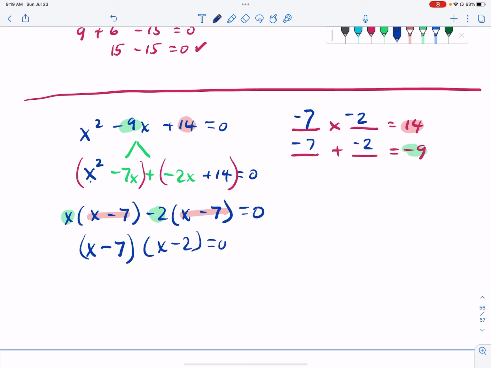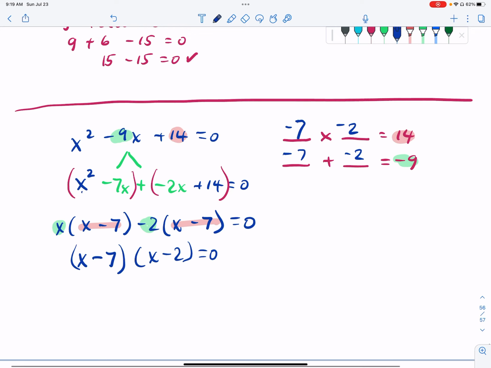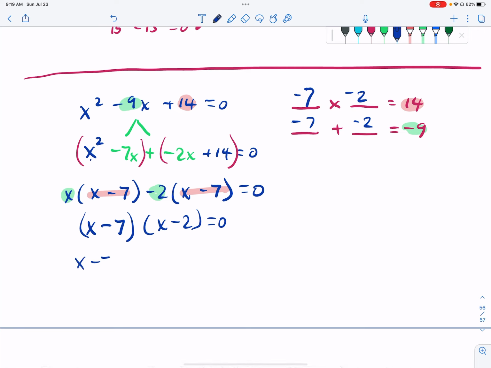And once again, we could have gone straight to our sets of parentheses here, because the shortcut when the leading coefficient is 1 is just take these two numbers and put them into the parentheses as x minus 7 and x minus 2, like you see there. And then it's not quite finished. Zero product property says that maybe x minus 7 is equal to 0, which means x is equal to 7, or maybe x minus 2 equals 0. In that case, x is equal to 2.